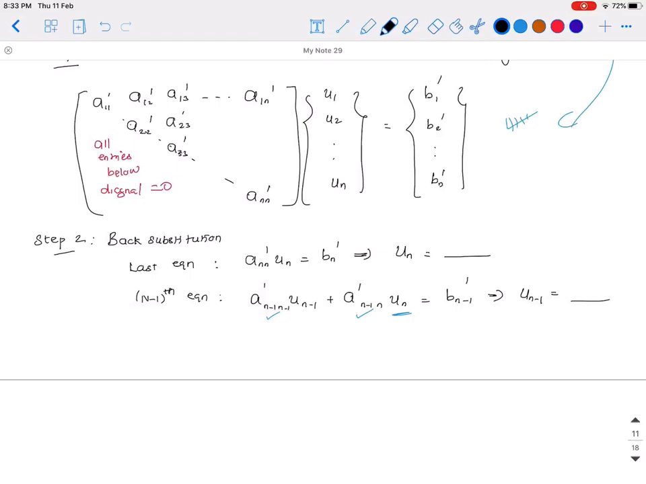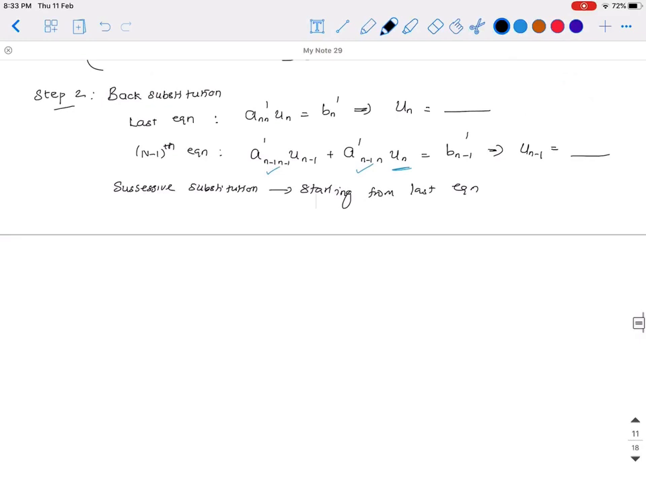Okay, by successive substitution like this, starting from the last equation, we will be able to compute all the components of u, because once we start back substitution, every equation will have only one unknown. So this is very straightforward. Successive substitution starting from the last equation will give us all the components of the unknown. So back substitution is very easy to understand.